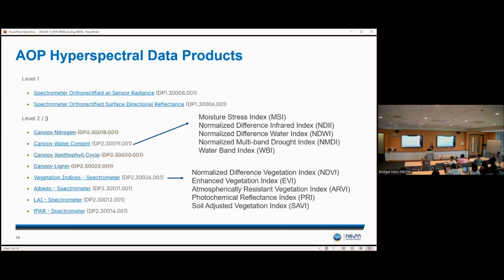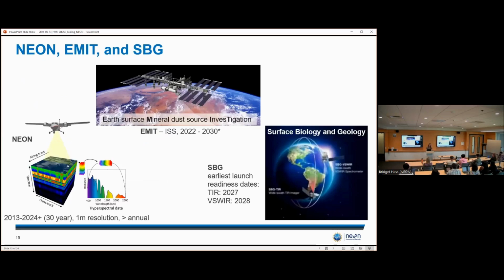And then we create a bunch of derived indices, and we follow this level 1, 2, 3 scheme that matches NASA levels. So the derived indices are things like the canopy water content, moisture stress index, and vegetation indices like normalized difference vegetation index. Probably a lot of you have seen that. And then other things like albedo, LAI, and FPAR. Level 2 are just provided by flightline, and then level 3 are tiled and mosaicked into 1 kilometer by 1 kilometer tiles.